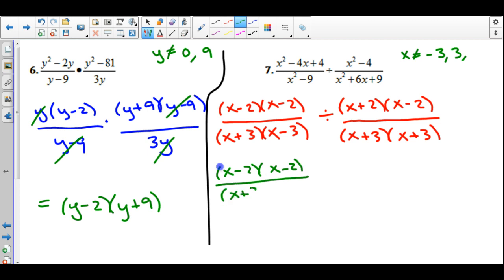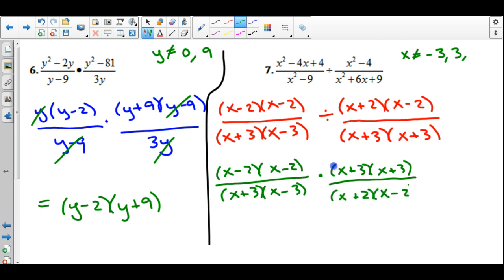And keep the same denominator. And now I'm going to change it to multiplication, but again I'm going to flip this fraction. x plus 3 over x plus 2, x minus 2. And now identify the other restriction that we have, which would be at negative 2 and positive 2. And then I can start crossing things off.